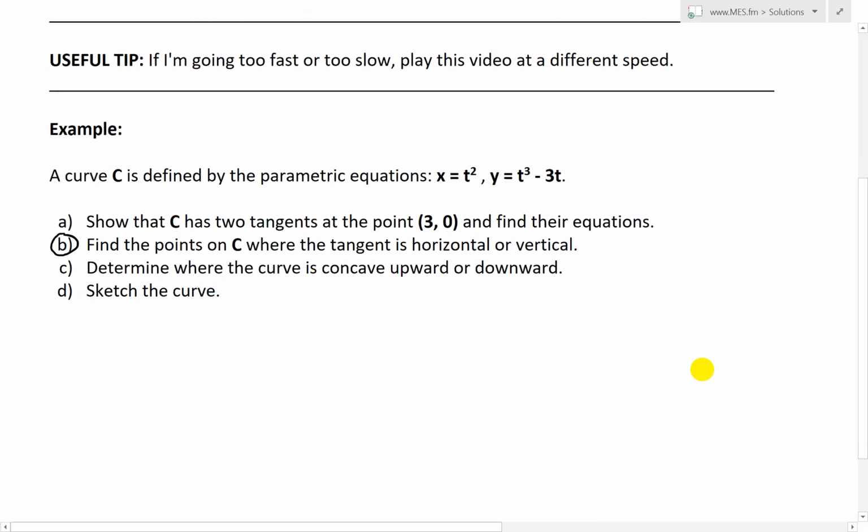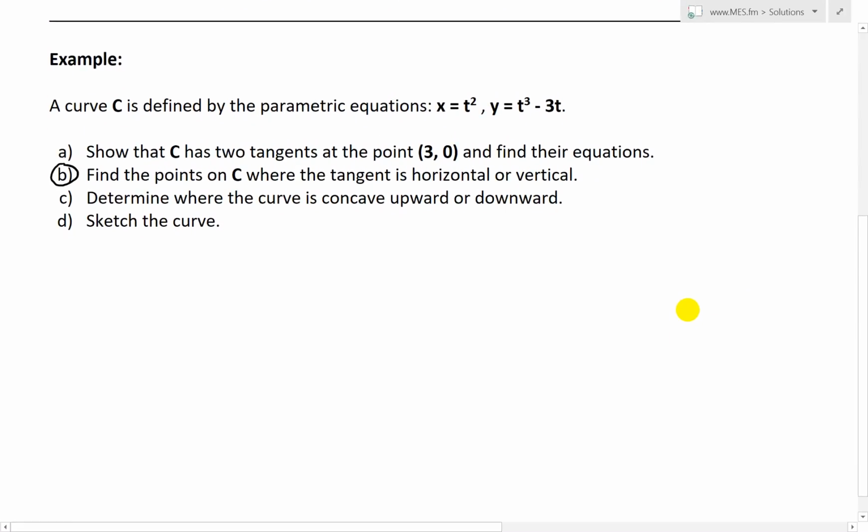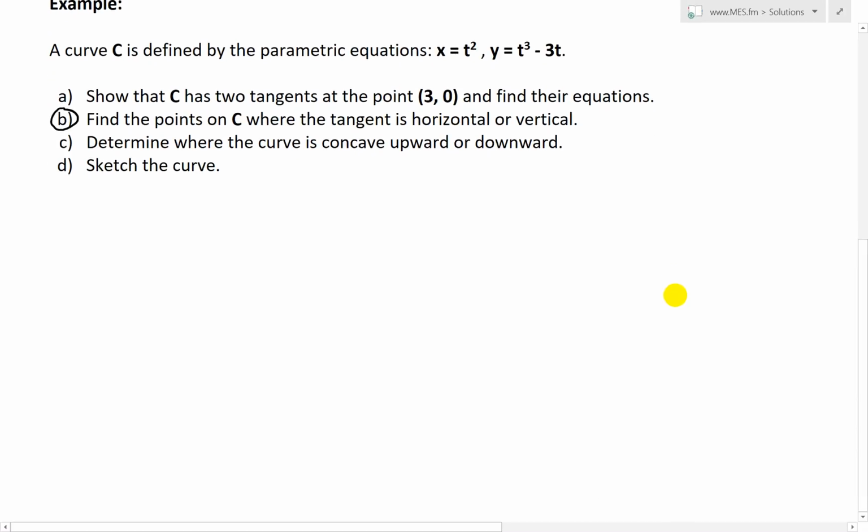Again, recall that the example states a curve C is defined by the parametric equations x equals t squared, and y equals t cubed minus 3t. In part 1, I went over question A, which looked at finding two tangents at the point (3, 0), and you can check that out in my last video, linked in the description below. So now part B, part 2, states: find the points on C where the tangent is horizontal or vertical.